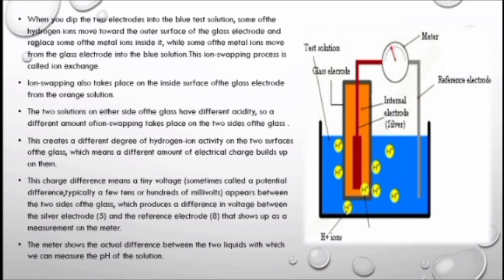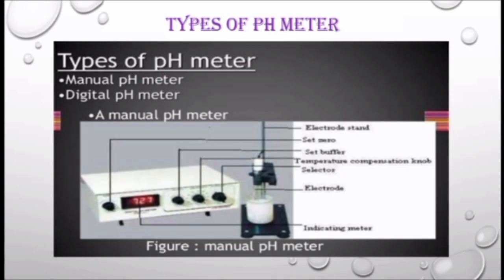This charge difference means a tiny voltage between the two sides of the glass, which produces a difference in voltage between the silver electrode and the reference electrode that shows up as a measurement on the meter. The meter shows the actual difference between the two liquids with which we can measure the pH of the solution. So, this is how we can measure the pH of a solution.